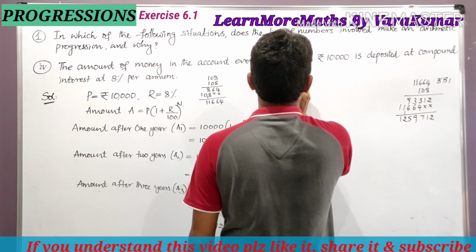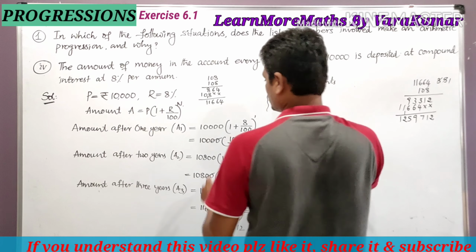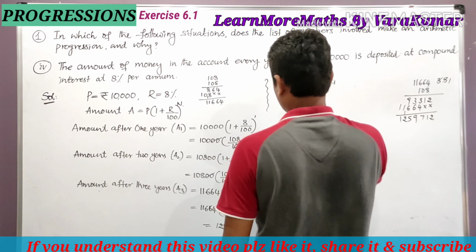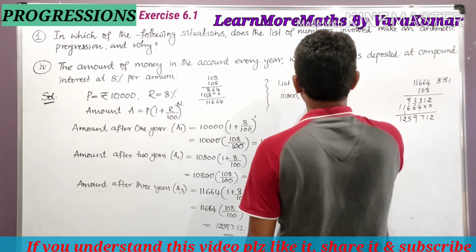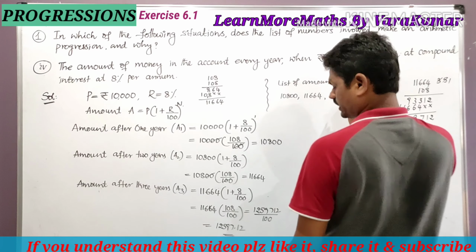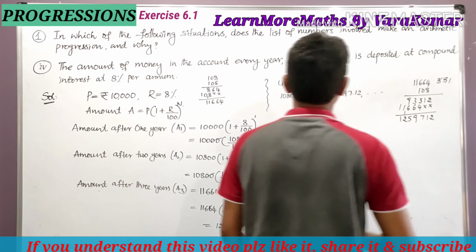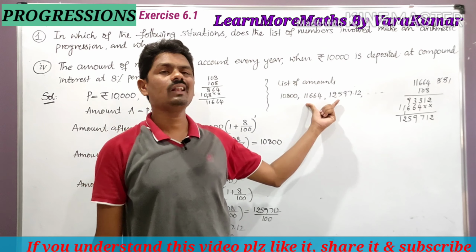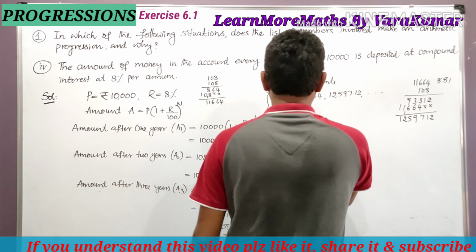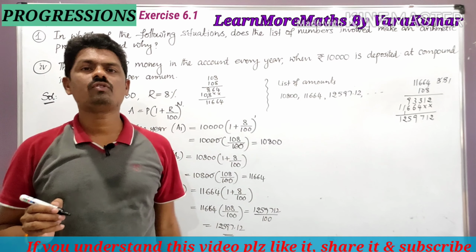So see, student, now we have to write the list of amounts. First it is 10,800, comma, 11,664, comma, 12,597.12, comma, and so on. See, student, it is very clear the common difference is not the same here. So since the common difference is not the same, the given situation does not form an AP.